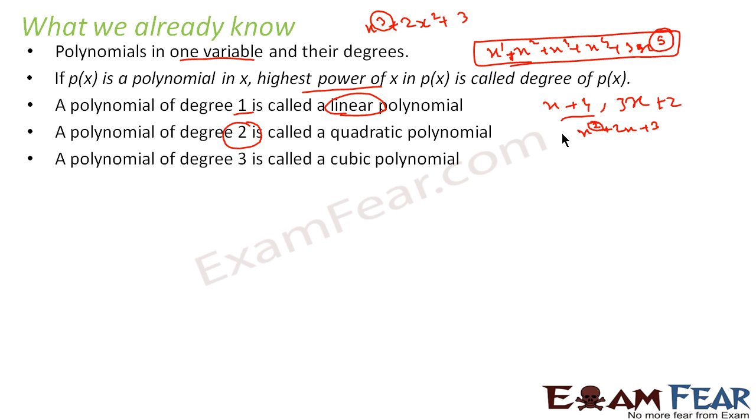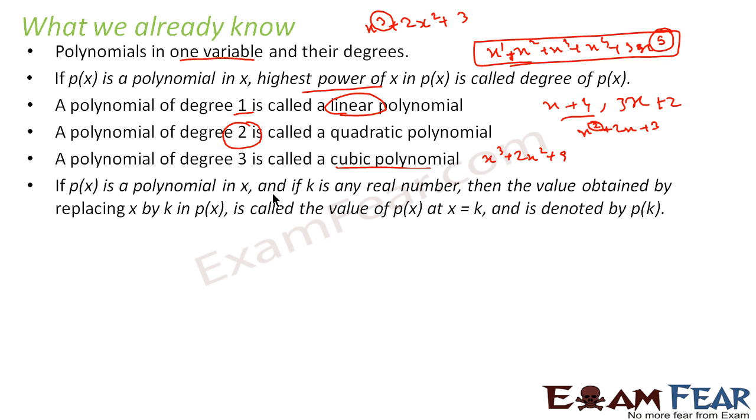Also, we know that a polynomial of degree 3 is called cubic polynomial. Example is, let's suppose x cube plus 2x square plus 9. In this also, this is a polynomial of one variable, that is x. Highest power of x is 3, so the degree of this polynomial is 3 and it is cubic polynomial. Also, if p(x) is a polynomial in x and k is any real number, then the value obtained by replacing x by k is called value of p(x) at x equal to k, and it is denoted by p(k). Let me explain this a little bit.